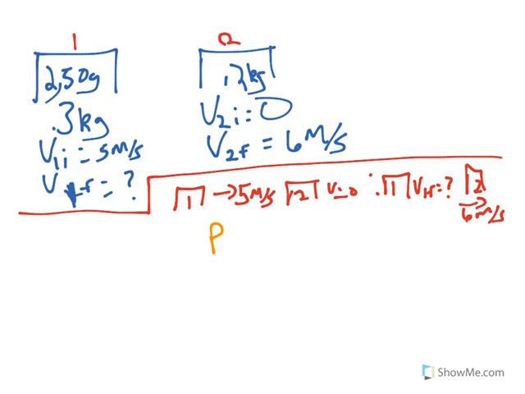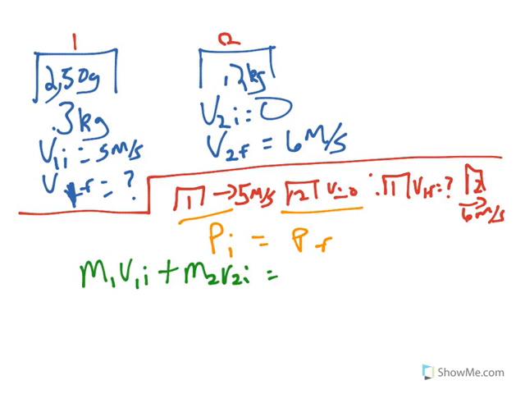We have momentum initially equals momentum finally. The way we calculate the momentum is to find the momentum of each object individually and add them together. So we have m1 v1i plus m2 v2i equals the momentum of these two separately, m1 v1f plus m2 v2f. Now we have that set up, we can plug in our numbers.